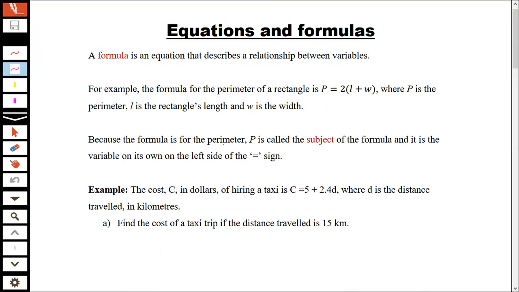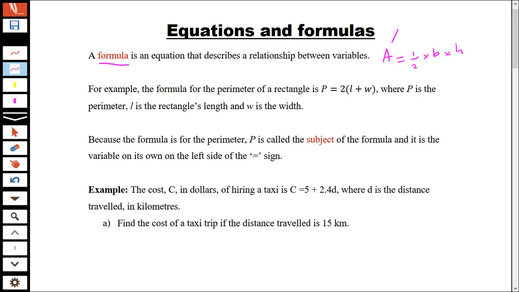Play 10, we're going to look at equations and formulas now. You've actually done formulas before, so this should seem very familiar. A formula is an equation that describes a relationship between variables. If you think about some of the basic ones, the area of a triangle is a half times the base times the height. That's the formula.